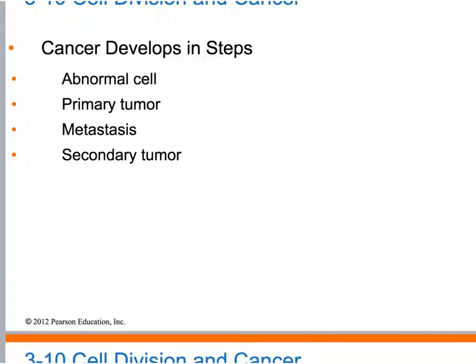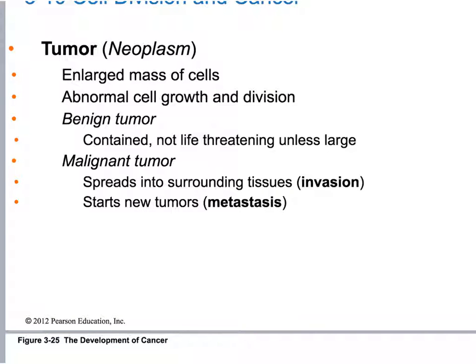Now, what is cancer? Cancer develops in steps: abnormal cell, primary tumor, metastasis, and secondary tumor. A tumor, or neoplasm, is a large mass of cells, and it usually happens due to abnormal cell growth and division. A benign tumor is contained and not life-threatening unless it's large. A malignant tumor, on the other hand, spreads into the surrounding tissues. There's an invasion and it starts new tumors, called metastasis.